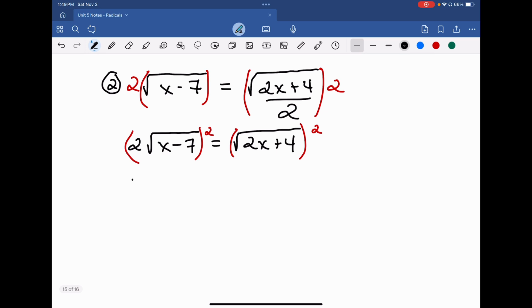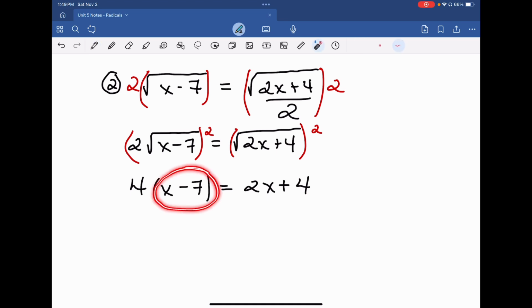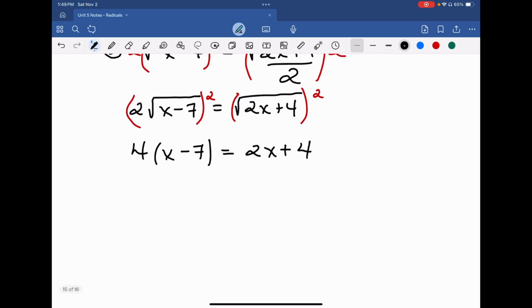Now when I square both sides, 2 squared is equal to 4. The x minus 7, which was under the radical, is now just x minus 7, which is equal to, on the right-hand side, 2x plus 4. Once you get to this step, make sure that you put brackets around this term. If you forget the brackets, you might just write it as 4x minus 7, and we don't want that. We know that the 4 will get expanded to both of these. In expanding this, it becomes 4x minus 28 is equal to 2x plus 4.